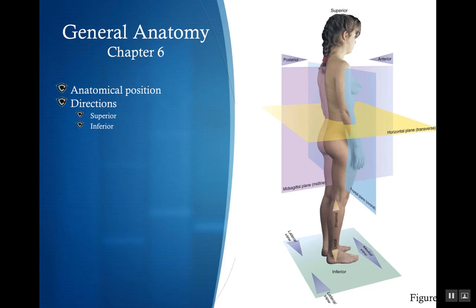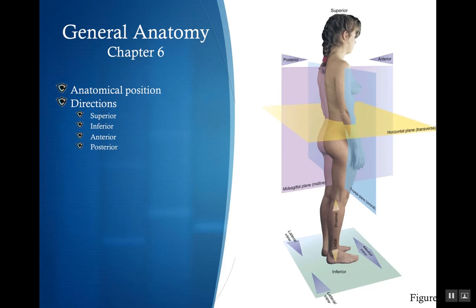So superior is above or toward the head or the upper part of the body, whereas inferior refers to below, away from the head or toward the lower part of the body. So you can see those marked here on this figure, superior and inferior. The next pair is anterior and posterior. Anterior refers to toward the front of the body, whereas posterior refers to towards the back.